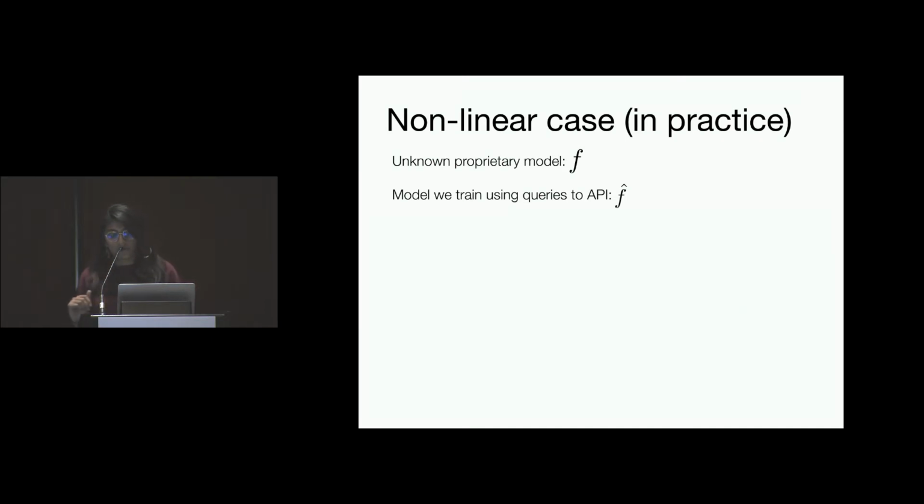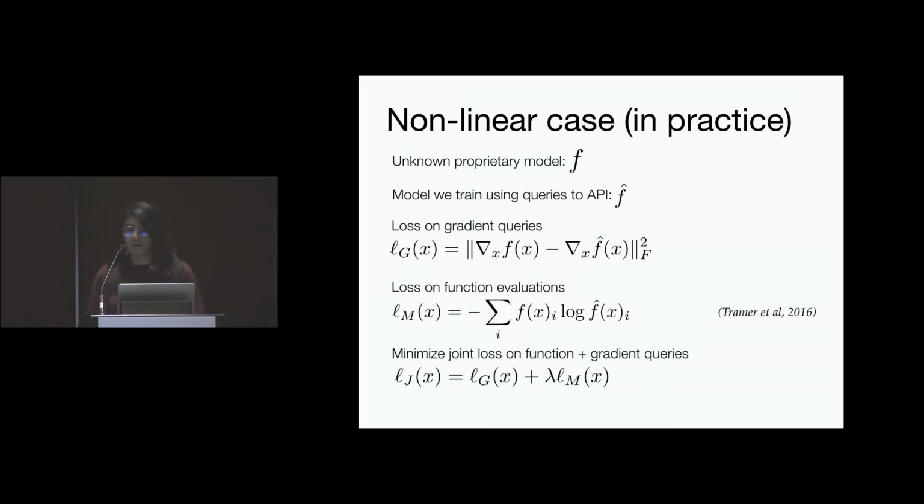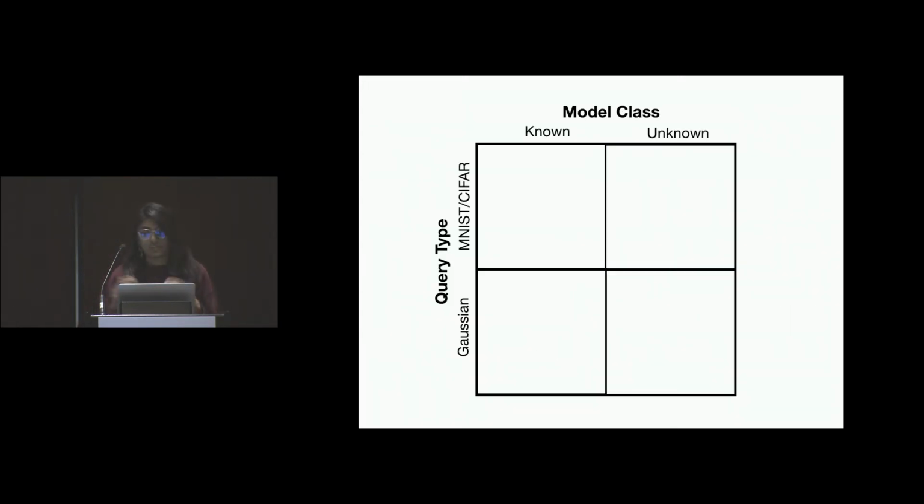In particular, we're going to again have our unknown proprietary model F. We're going to have a model that we train using queries to the API, F hat, and there's going to be two types of losses that we train F hat with. First is a loss on the gradient queries that basically just makes the gradients of F similar to the gradients of F hat. The second is a loss on the function evaluations that makes their function evaluations similar. And then we minimize a trade-off between these two losses. Surprisingly, this really simple heuristic actually does quite well.